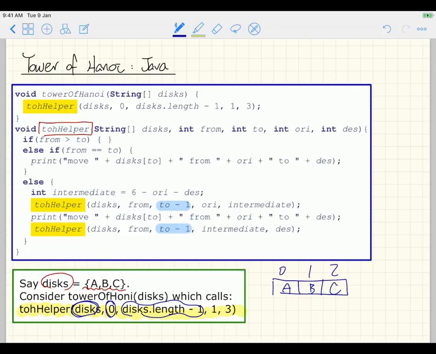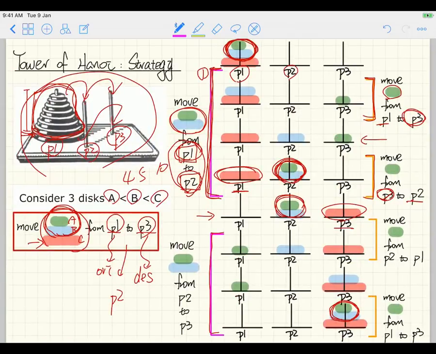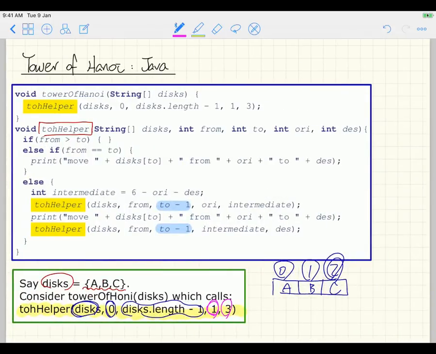0, 1, and 2. 0 to 2 from the beginning, and during the recursion, we might simply go from 1 to 2, and 2 to 2, etc. Okay? Now, what's really important is to understand the last 2 parameters over here, 1 and 3. That simply means what's the origin and what's the destination. The original problem tells us we should move everything from P1, which is 1, onto P3. In this case, we'll simply pass 1 and 3 over here.